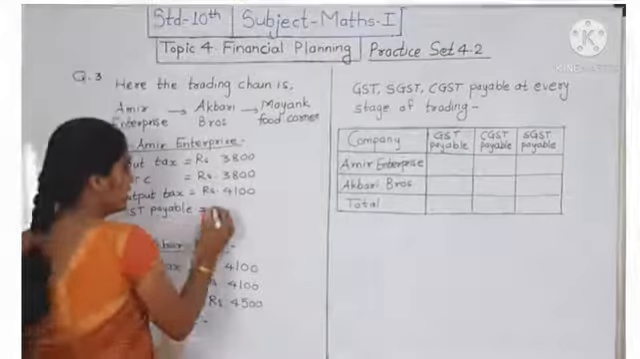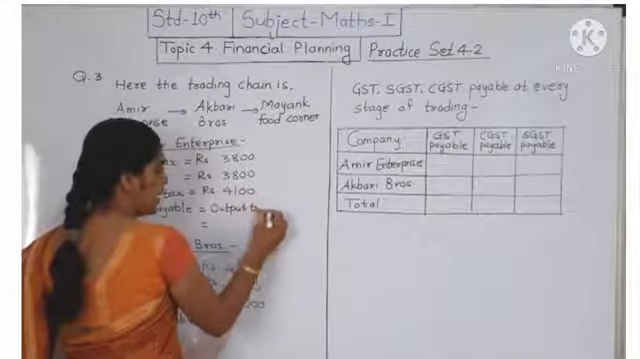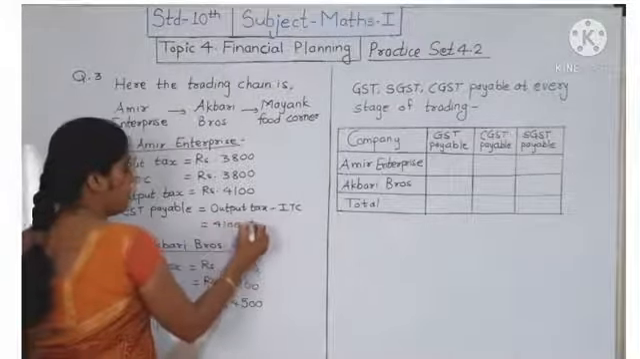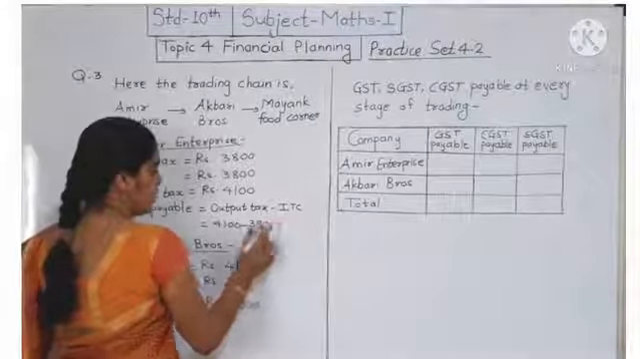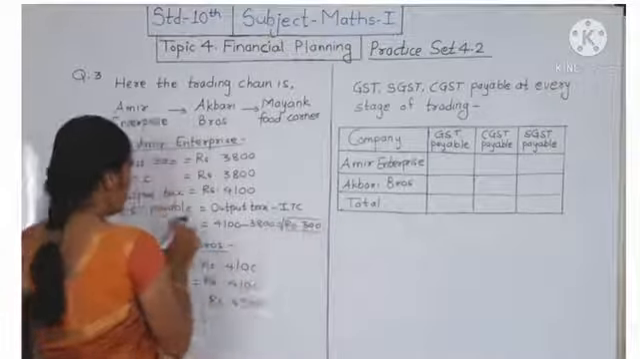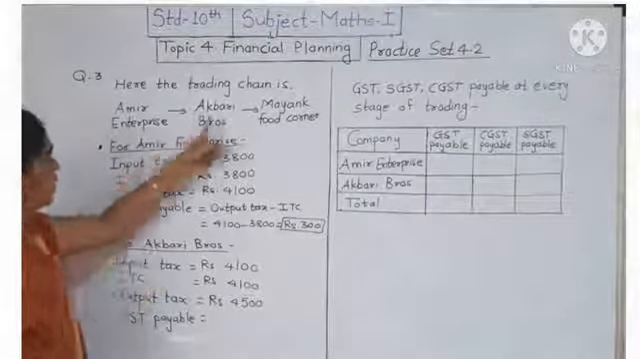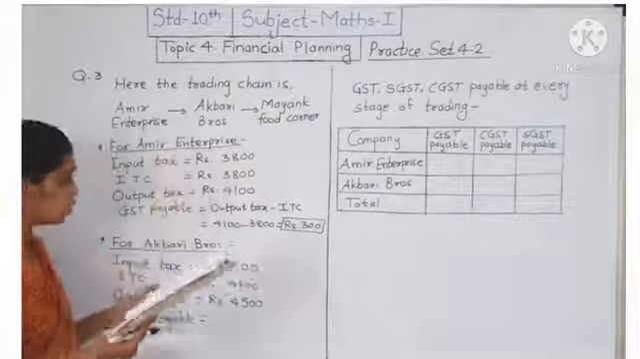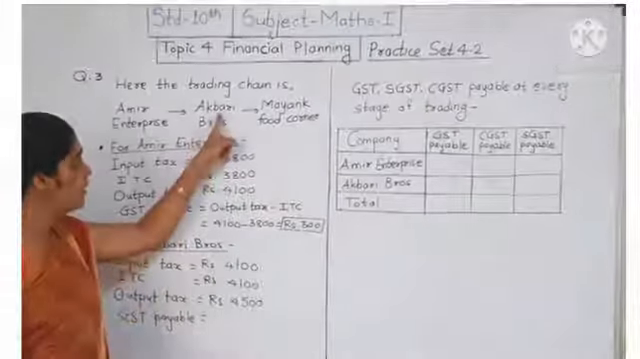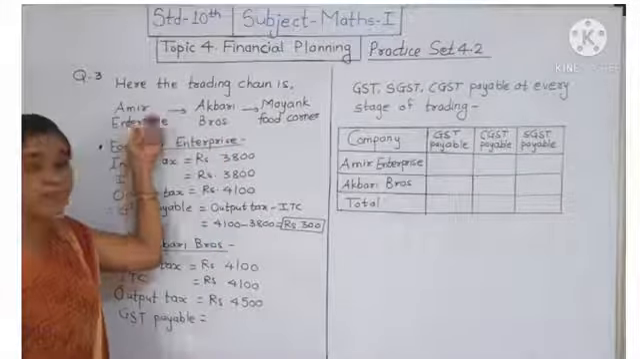So GST payable is output tax minus input tax credit. What is the output tax? 4,100 minus 3,800 is equal to rupees 300. It is the GST for Amir Enterprises. Similarly for Akbari Brothers, see, Akbari Brothers bought from Amir Enterprises, so input tax at the time of purchase.